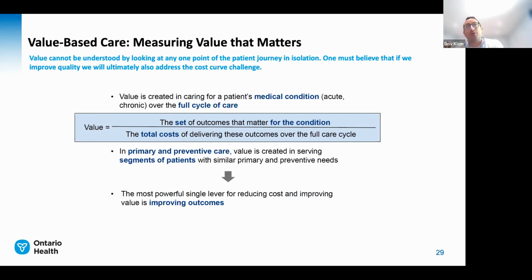It's a set of outcomes that matter for the condition as defined by the patient, so that's really important, divided by the total cost of delivering those outcomes over the full cycle of care, which again can be a discrete, let's say 90-day pathway, or it can be something that a patient lives with through their lifespan. And I think from an Ontario perspective, it's hard to talk about how exactly this works and make it fit exactly within this equation. But I think it's a good way for us to have a conversation of how we start to think about implementing these things in a meaningful way.